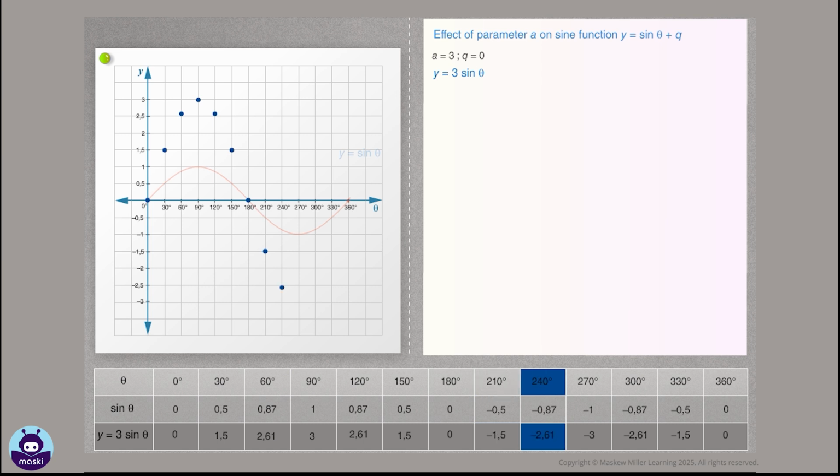240 degrees, negative 2.61. 270 degrees, negative 3. 300 degrees, negative 2.61. 330 degrees, negative 1.5. 360 degrees, 0. We join the points with a smooth curve. Observe that the maximum of the graph y equals 3 sine theta is higher than that of the graph of y equals sine theta, while the minimum is lower.